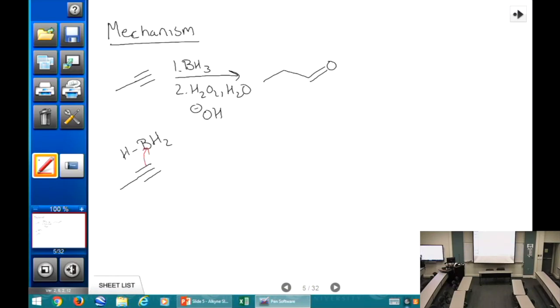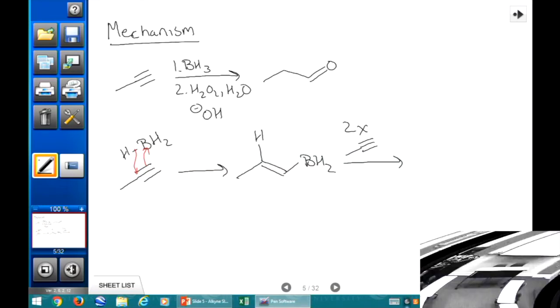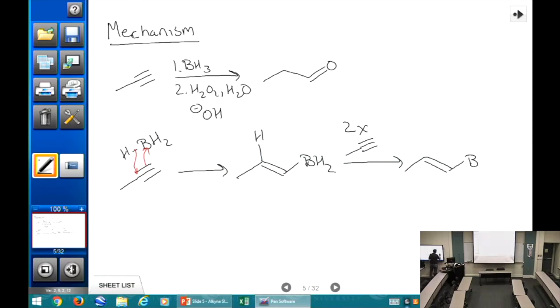The electrons from your pi bond are going to come attack the boron. The electrons in the hydrogen-boron bond are going to come down and attack this carbon. That's going to give you that structure there. You're going to react with 2 more molecules of alkyne. So you're going to hydroborate until you run out of boron-hydrogen bonds to react with. So we're going to end up making B here and there. We're going to end up making that compound there, where we have no more boron-hydrogen bonds.